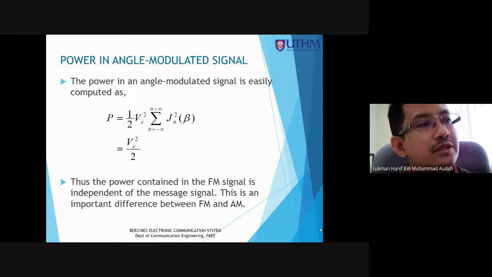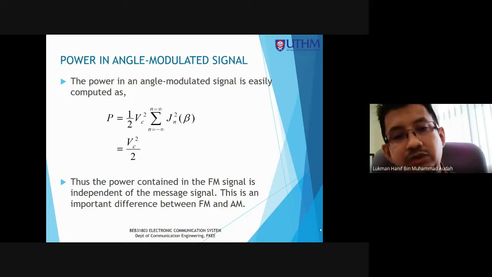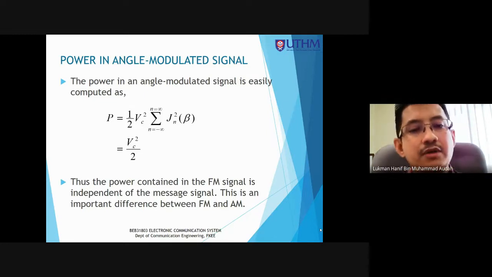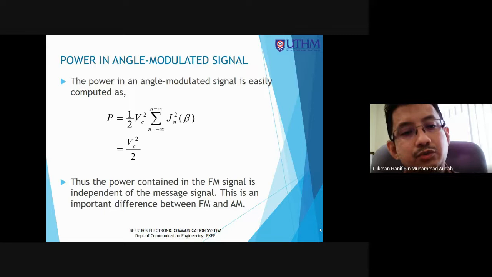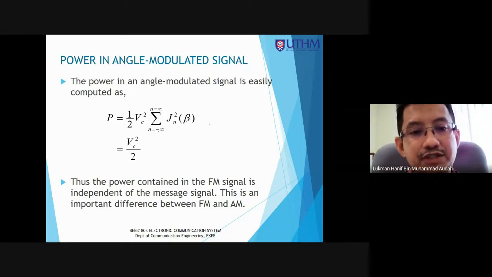Okay, so last week we stopped at this topic, which is power calculation in angle modulated signal. So this is the total power calculation for the angle modulation signal, which is for frequency modulation and also for phase modulation. Last week we saw these equations: power equal to 1/2 VC square multiplied with the summation of Jn square from minus infinity to infinity.